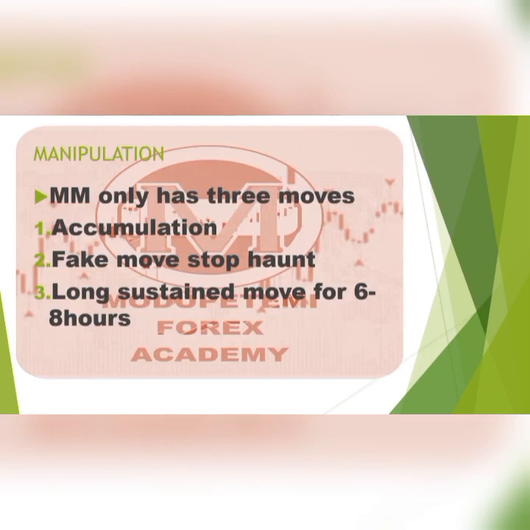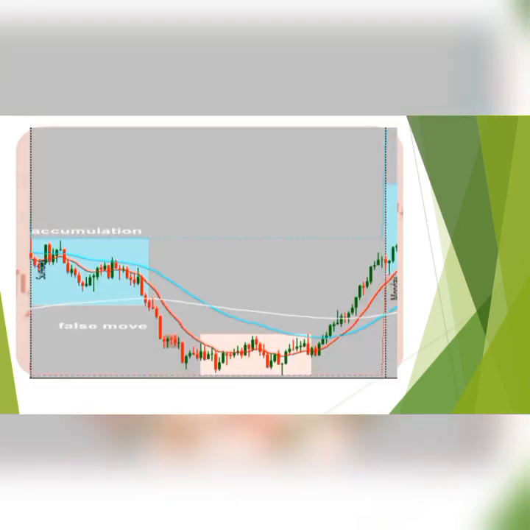Manipulation. How does the market maker accumulate? Manipulation in the sense that the market maker only has three moves: the accumulation, the first move, which we call the stop out, and the long sustain run. The long sustain move is the original move they intended to go. Usually this run will sustain for 6 to 8 hours, depending on the amount of contracts they have to meet up with. This is a practical example of it.